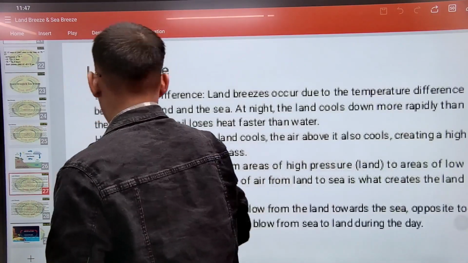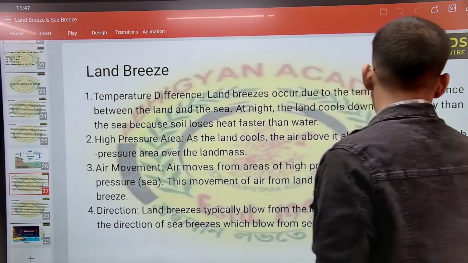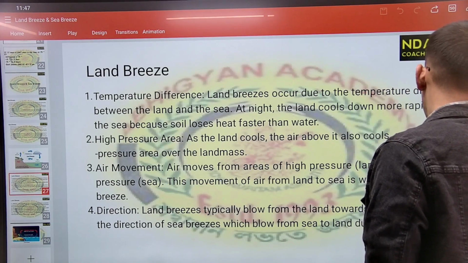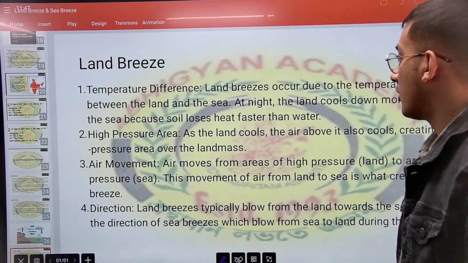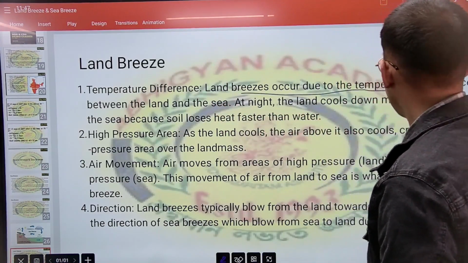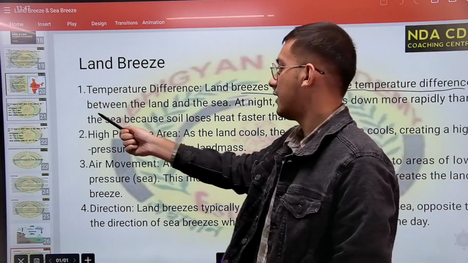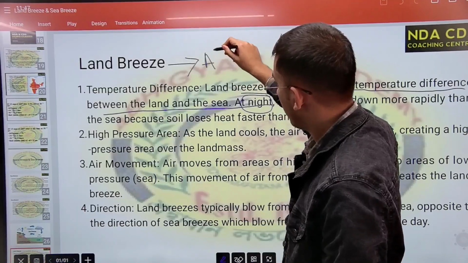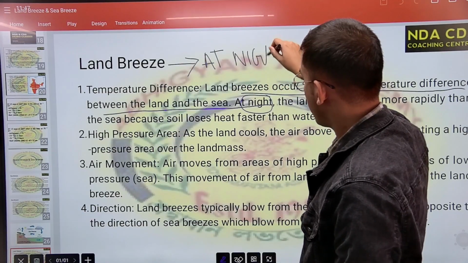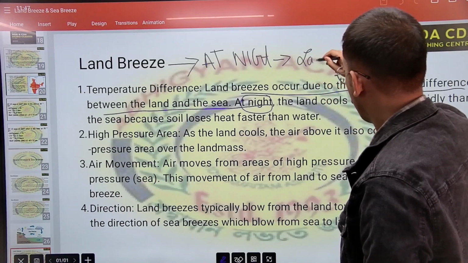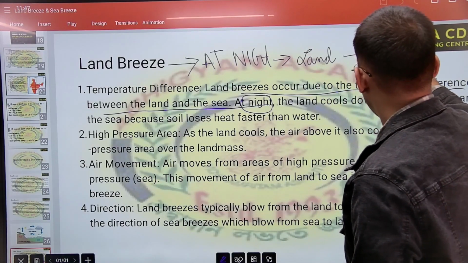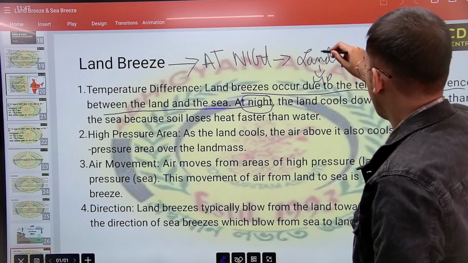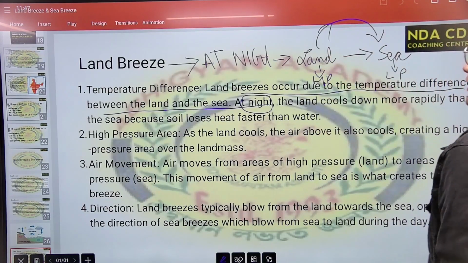Now we come on to land breeze. So land breeze occurs due to temperature difference between the land and the sea at night. So we can say this is at night from land to sea. Sea will be low pressure, land will be high pressure, from land to sea. So this is your key.